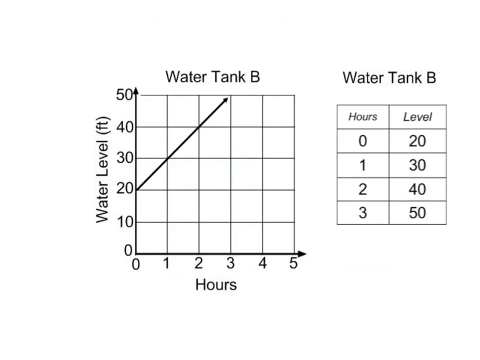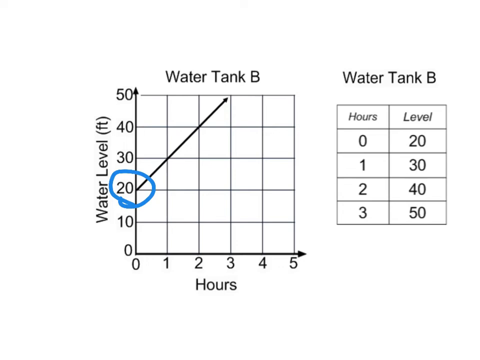So let's take a look at water tank B. So we're representing water tank B with a graph and with a table. Now, water tank B is not proportional. And it's not proportional because it's not starting at the origin or 0, 0. In fact, water tank B starts up here at 20.